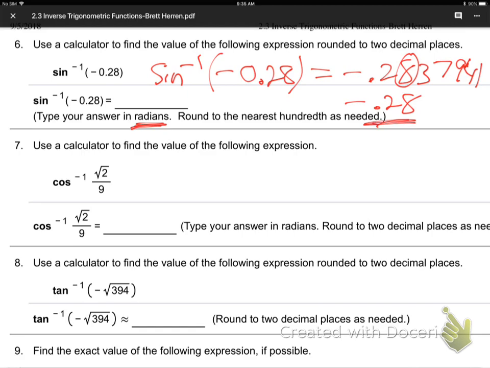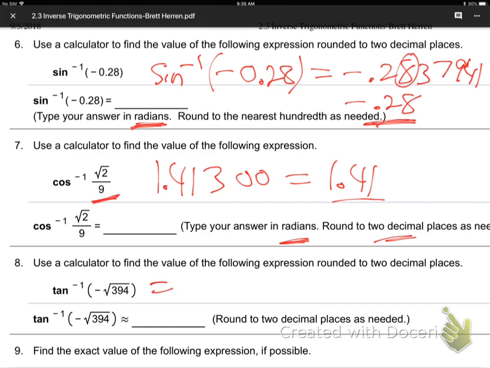Is it always going to be like that? No. So you will have to know how to switch between radian and degree mode. All right, so let's try this one on the calculator as well. You have to enter roots and everything, see if you can do that. Cosine inverse. Radian again, they want radians. So square root 2 divided by 9. I'm getting 1.41300, and they want two places again, so 1.41. And then tangent inverse would be the same.